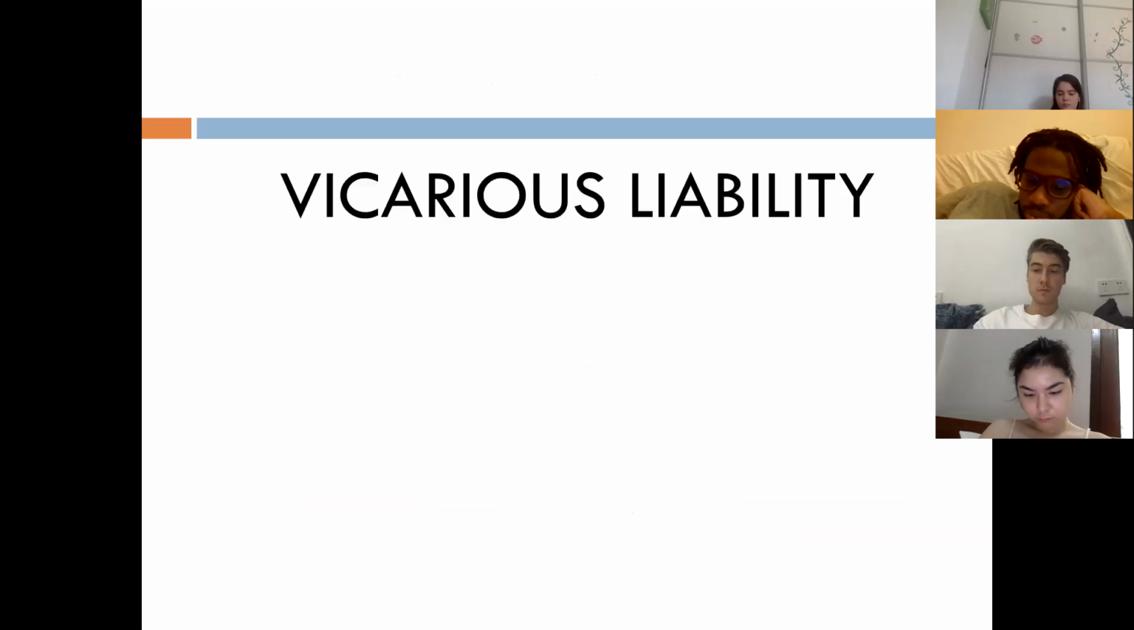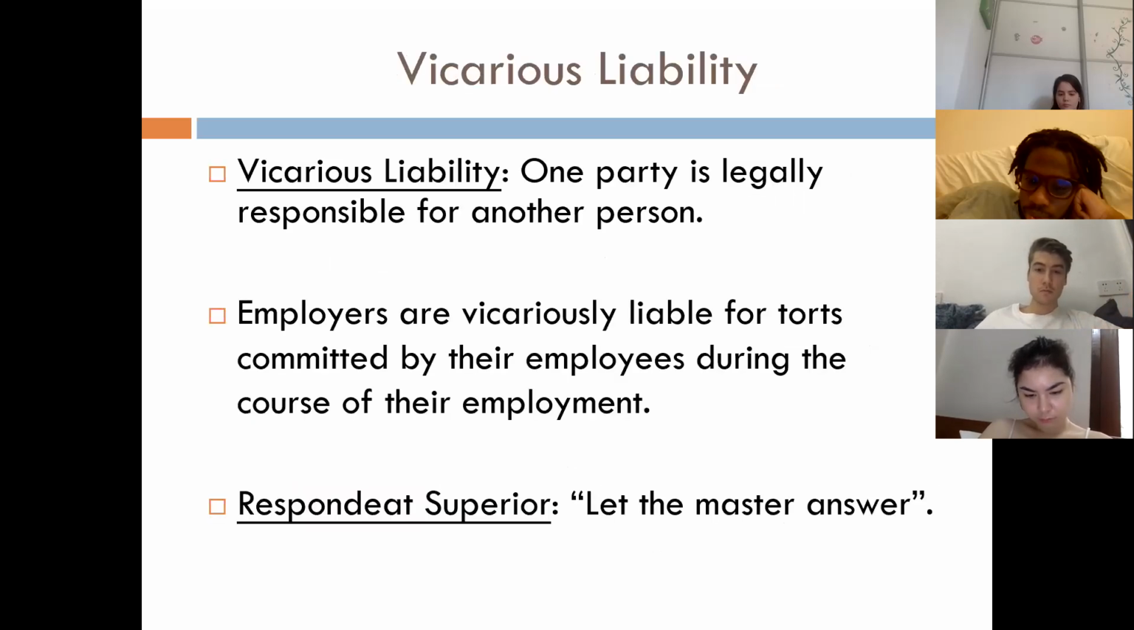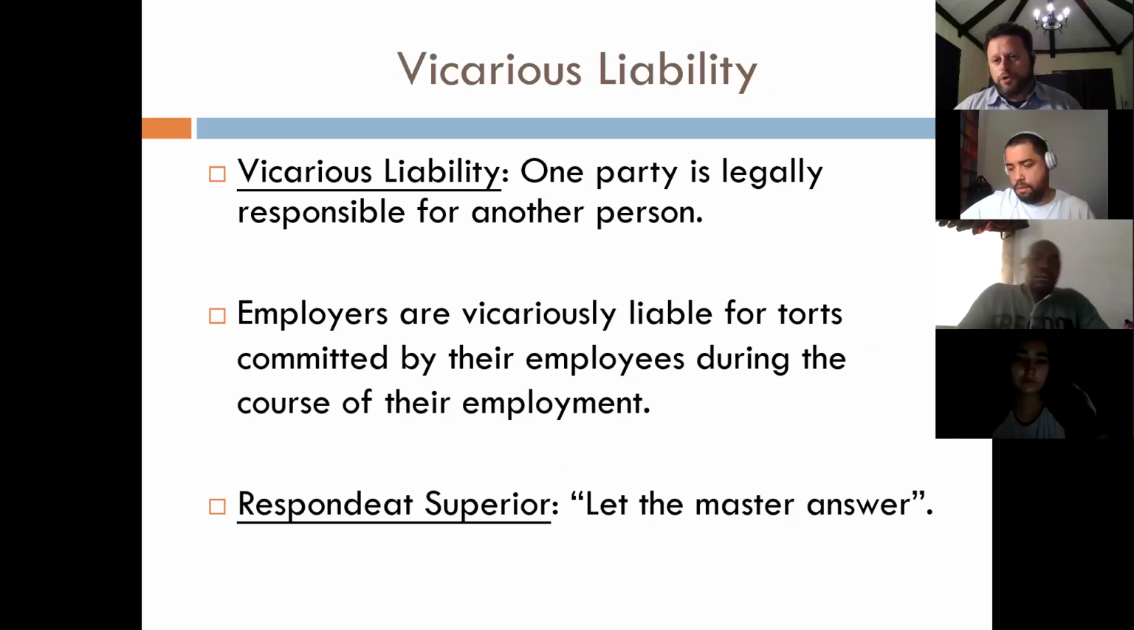Okay, now we're on task D, the last part of your midterm. And this is called vicarious liability. We'll get through this today, and then we should be done with torts and we can start on contracts, which is good. So vicarious liability is when one person is legally responsible for another person.